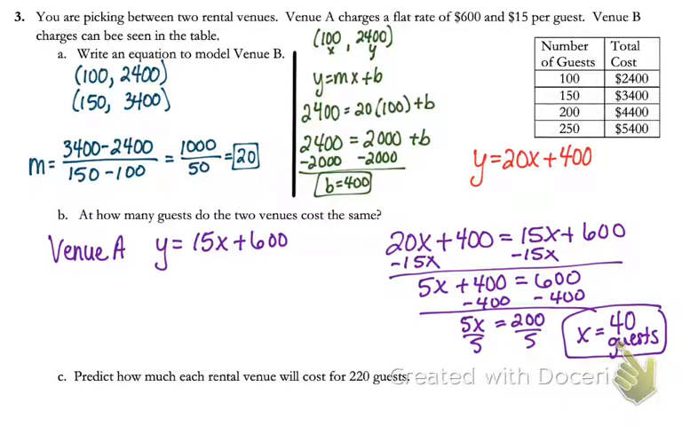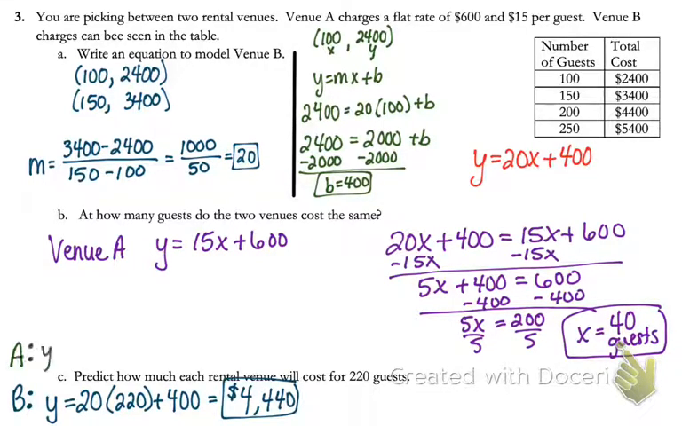Part C asks to predict how much each venue will cost if they have 220 guests. So we're just plugging in 220 for x. So first of all, venue B, if we plug in 220, we get $4,440. And for venue A, when we plug in 220, we get $3,900.